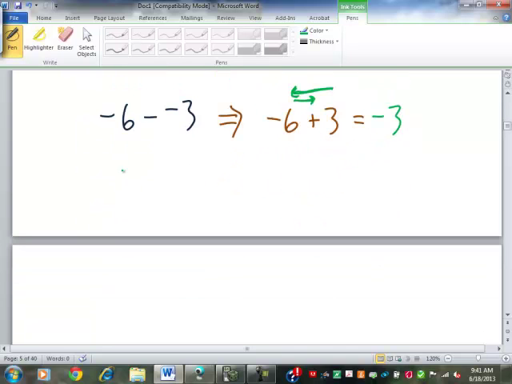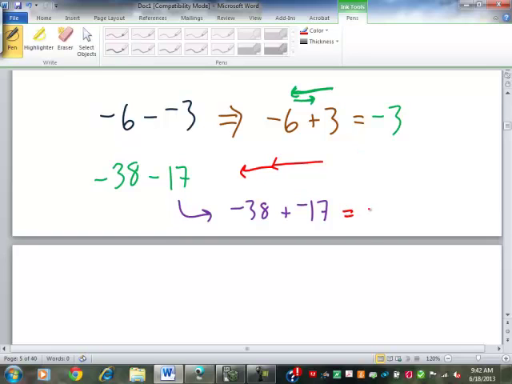On a larger scale, we could end up with 38. Let's go negative 38 minus 17. That can be thought of as negative 38 plus a negative 17. And the picture would look like this. Negative 38, negative 17 goes the same direction. So the answer is a negative, because they're on the negative side of 0. And since they go the same direction, we're adding the 38 and the 17 to get 55. So negative 55 would be that result.